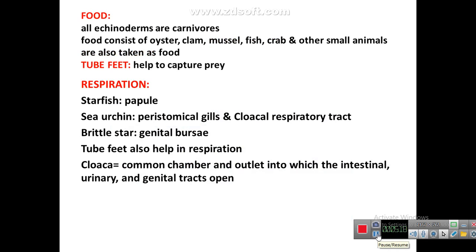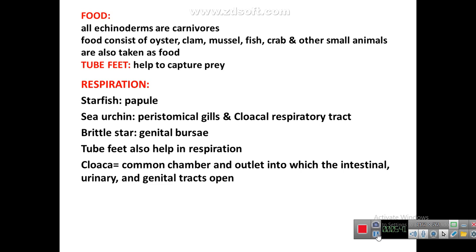Food: all the echinoderms are carnivores, meaning they feed on other animals present in the water body. Food consists of oyster, clam, and mussel. These are members of phylum Mollusca. Fish, crab and other small animals are also taken as food. Tube feet help to capture the prey.